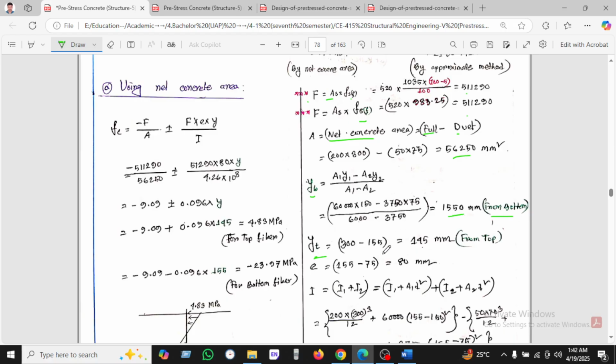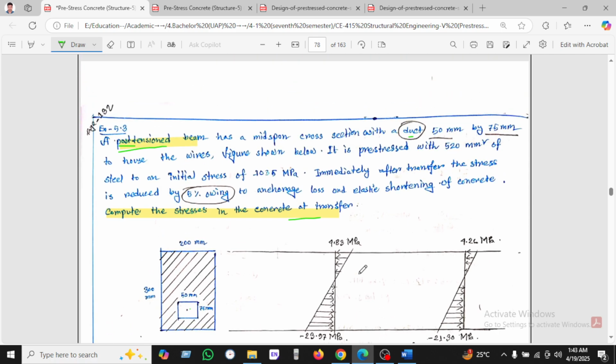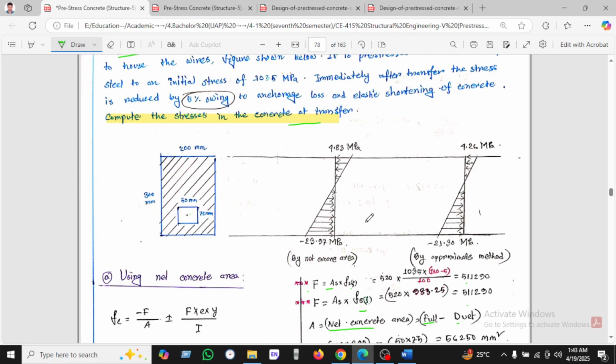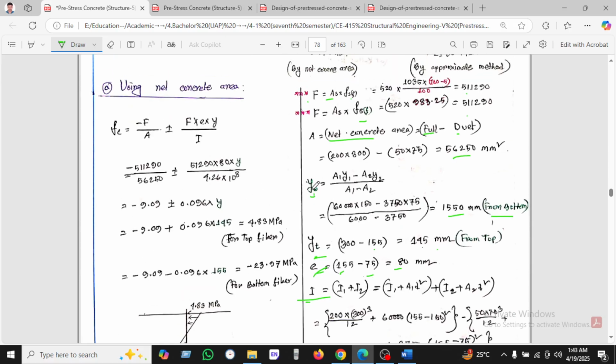And how will we calculate the top? If we deduct this value, we find the top. I will calculate the eccentricity E, 155, as we found, minus 75. 75 is given here, the minimum thickness, and we found 80. And the moment of inertia we will calculate here. After finding all the data, we put all the data here: stress equals force per area, plus minus F into e into Y divided by I.